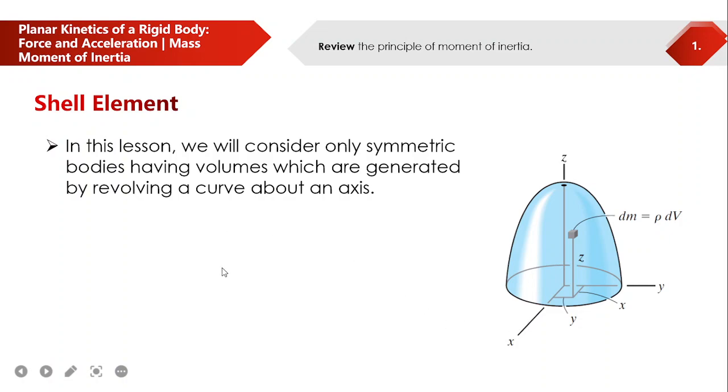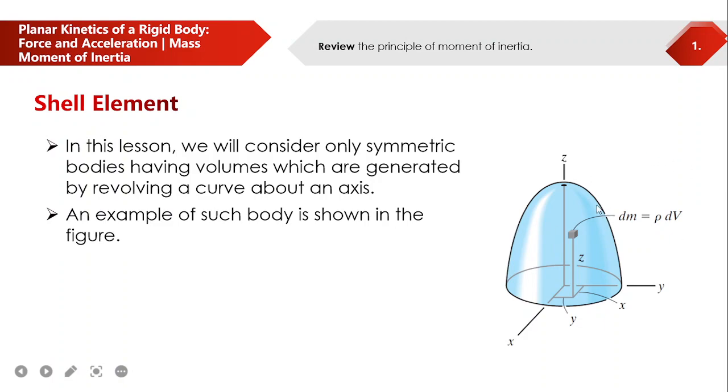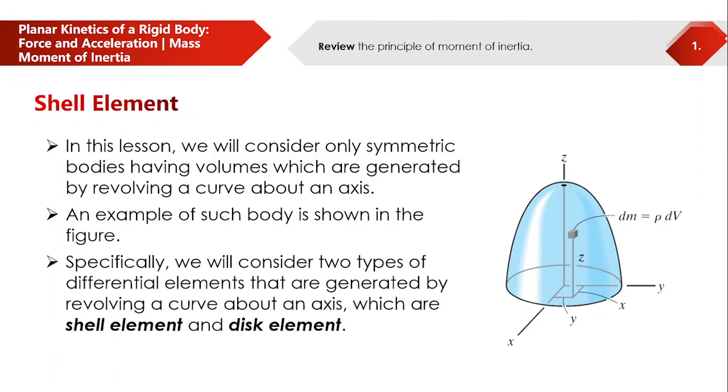So when we rotate this elemental dm, or the whole curve of the body, about an axis, it will create this one. And then how do we compute the moment of inertia of this kind of body? An example of such a body is shown in a figure. Specifically, we will consider two types of differential elements that are generated by revolving a curve about an axis, which are the shell element and the disk element.